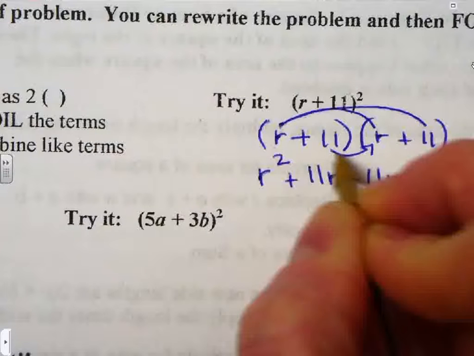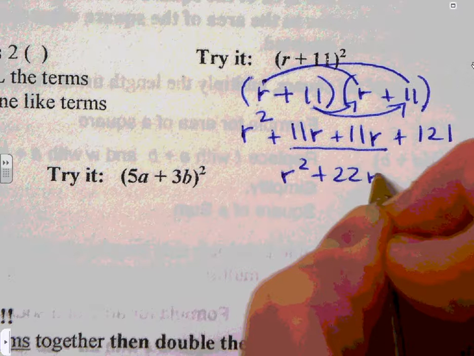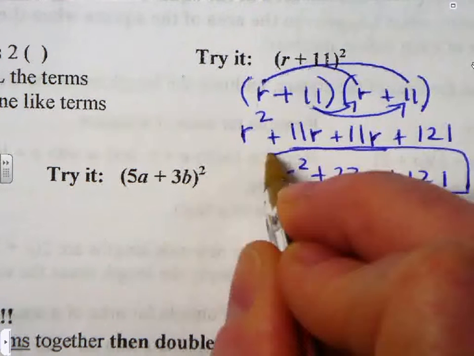Adding like terms together, I have an 11r plus an 11r. That's going to make a 22r plus the 121, right? Okay, so this would be your first actual answer with the FOIL or the distributive property twice.